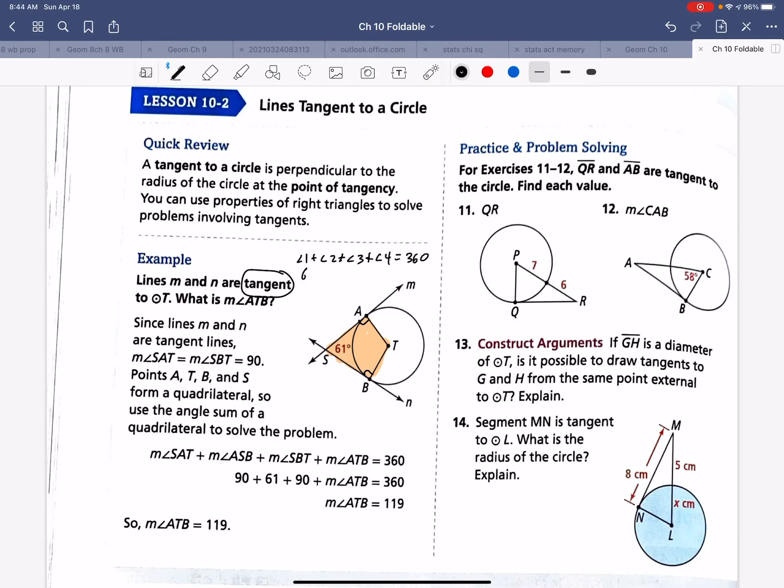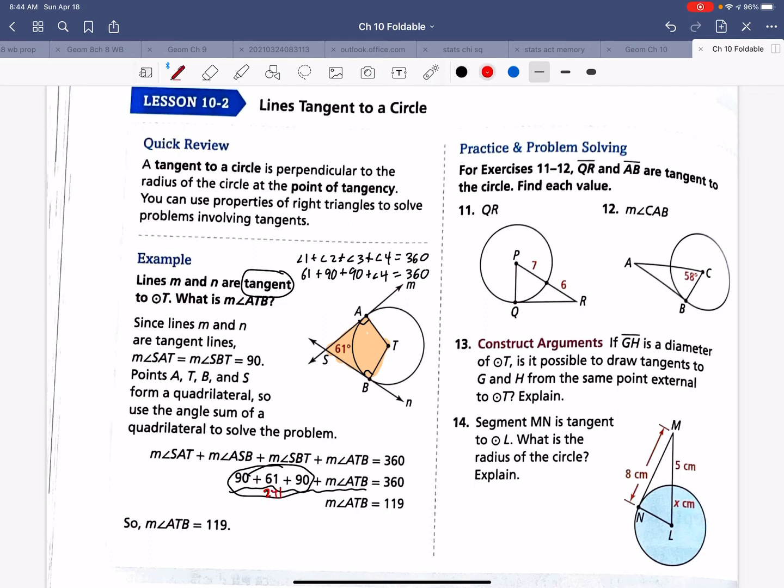So one of these angles is 61, one of them is 90, another one is 90, and we just have to solve for this fourth angle we don't know. So notice that's exactly what they did. And so using algebra, when you combine these and then subtract them on both sides, so 90 plus 61 plus 90, you get 241.